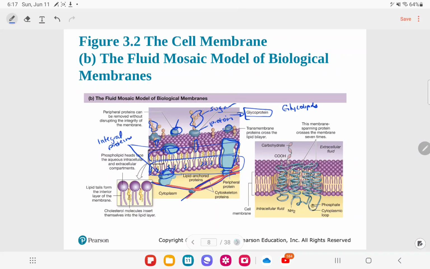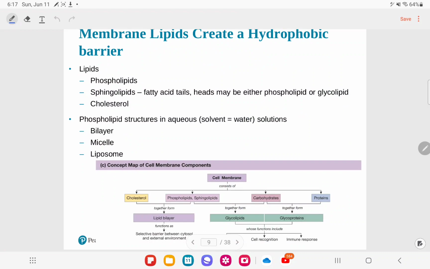And so, lipids making up this cell membrane, we have cholesterol, phospholipids, and sphingolipids. We saw the phospholipids. Sphingolipids are just fatty acid tails. Their heads may be either phospholipid or glycolipid. They're a little bit longer than regular phospholipids too. And cholesterol. These are going to be the lipid components of the cell membrane.